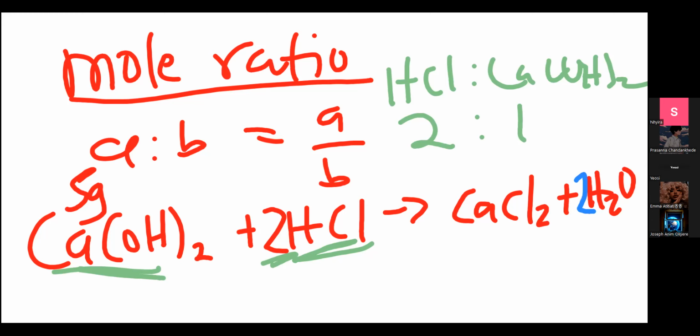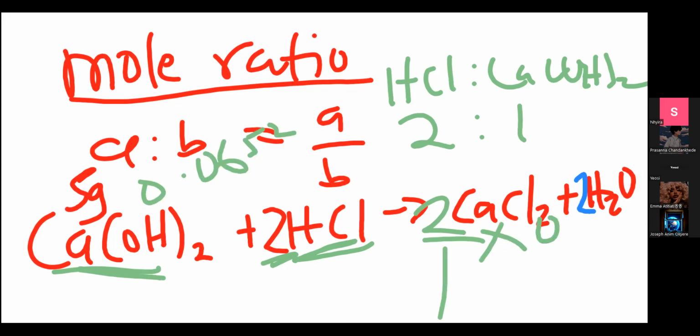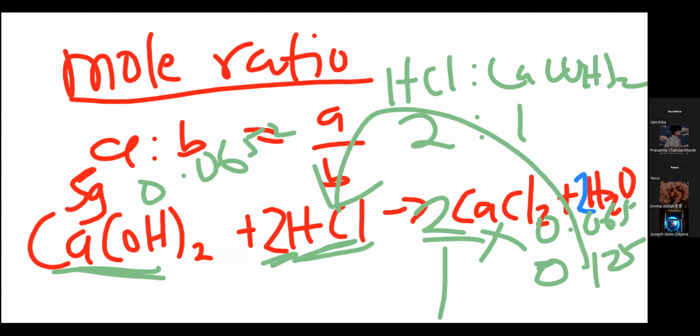Times what? Times the moles you found, which is 0.065, whatever. The answer you get is the one. So Princess says she has 0.11 or 1 2 something. 1 2 5. Princess, you get 1 2 5. Yes, good. So that is the moles for HCl now. Is it clear? Anybody? Are you okay now?